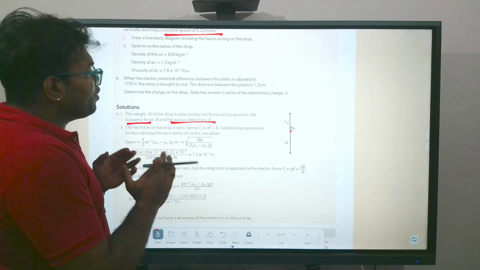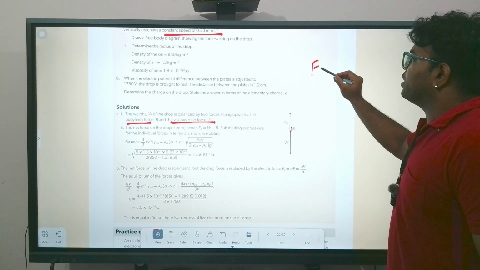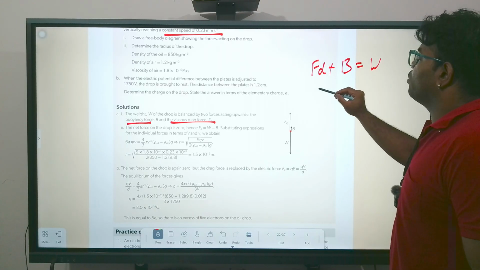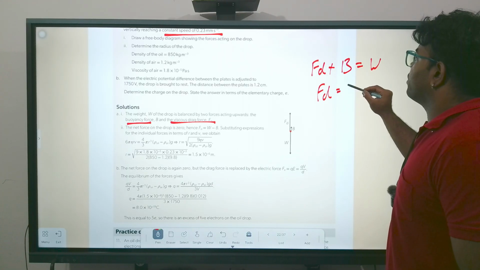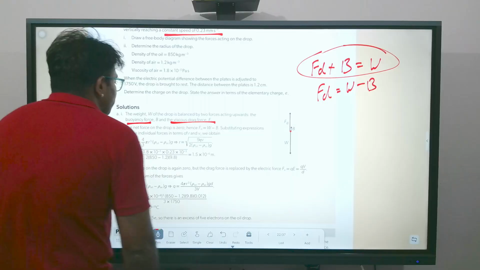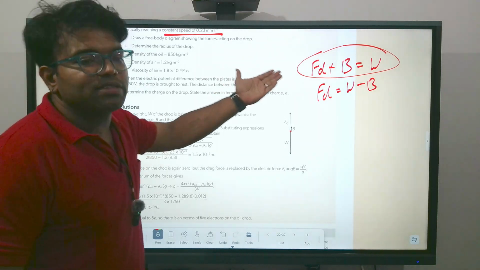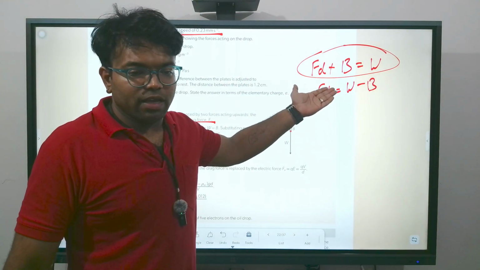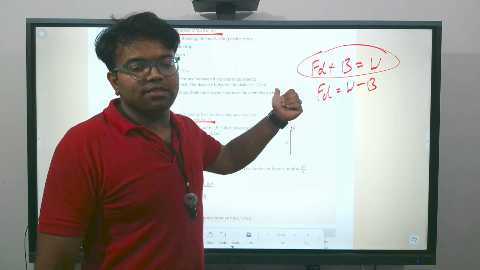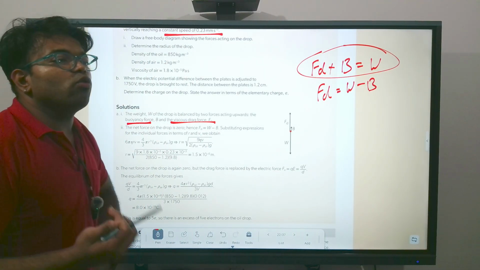Basically you could have just written it like this: FD plus B is equal to W, or FD is equal to W minus B. This one single line would have explained a lot. Substituting expressions for the individual forces in terms of r and v, we know the viscous drag force is 6 pi n r v. Here n is the coefficient of viscosity, r is the radius, and v is the velocity.